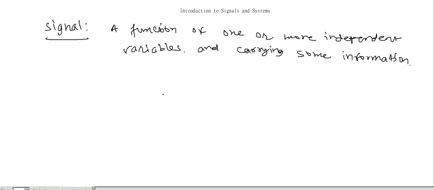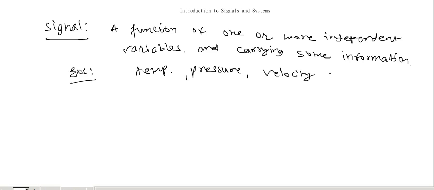And for example, it could be some physical quantity, for example, temperature, pressure, velocity, okay, etc. Now, if this is a function of one variable, then this is known as a one-dimensional signal or 1D signal.